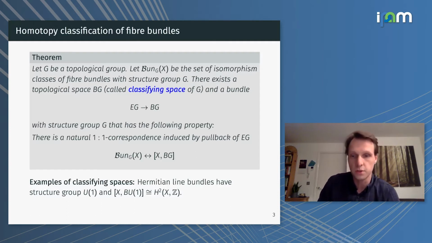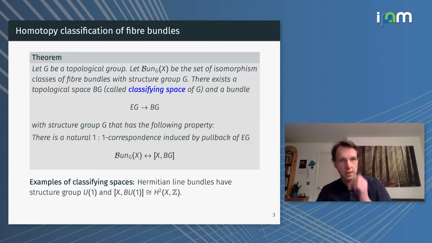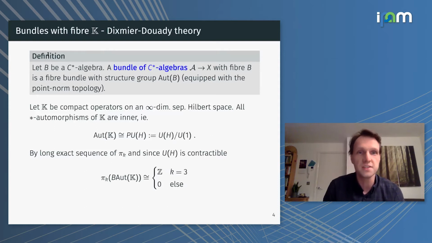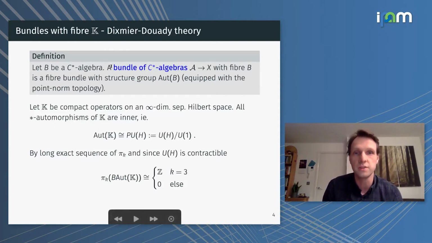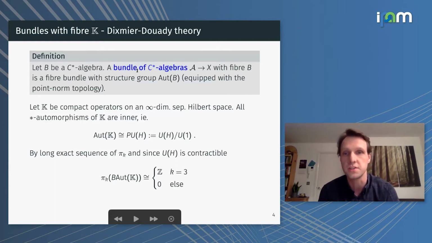So you have this homotopy classification. Now we operate with C-star algebras, so we can look now at locally trivial bundles of C-star algebras. And the structure group is, of course, the group of automorphisms of your fiber C-star algebra B. This is a topological group, where I can equip this group with the so-called point-norm topology.